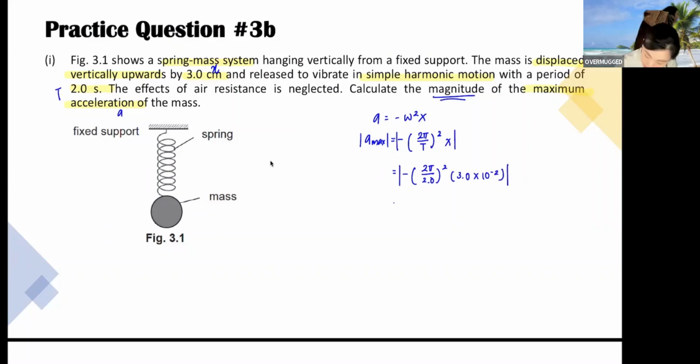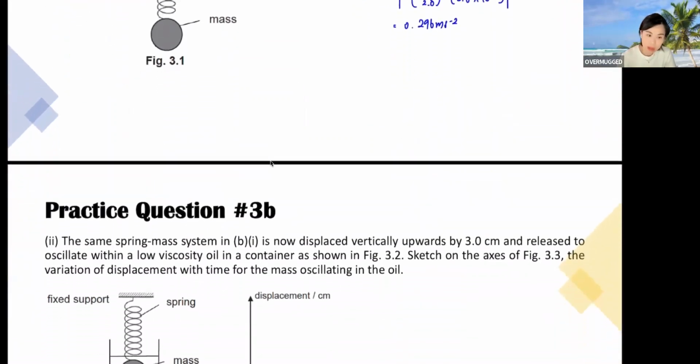So this will give you an acceleration of 0.296 meters per second square. So this is the maximum acceleration of your mass spring system. Okay, then part 2.